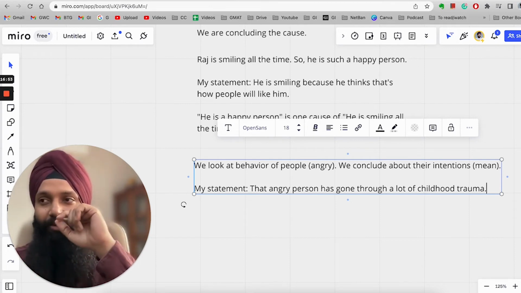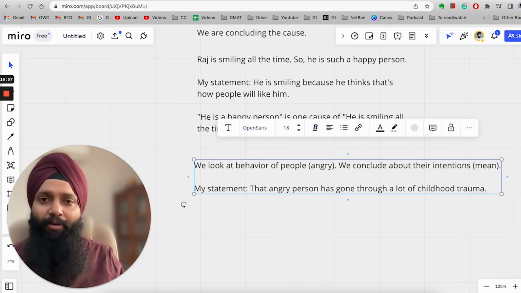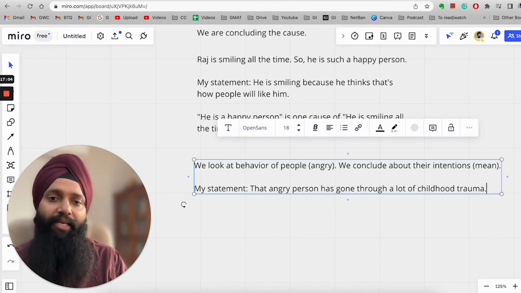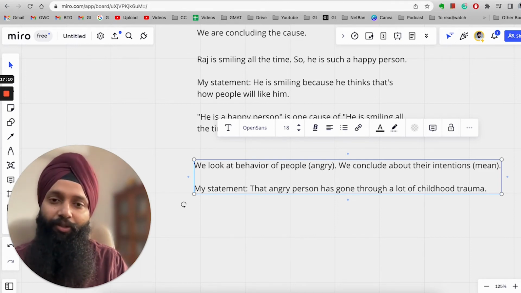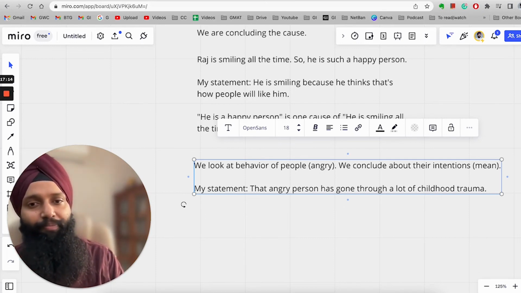So think about it. Before this, you may be thinking, of course, if he's angry, he's mean. He doesn't care about others. He's hurting others and he doesn't even think about that. But now if I give you an alternate cause why he's angry all the time, then you may think, oh, okay, he's not really mean. He's just gone through a lot. So I've given an alternate cause for his behavior, right?